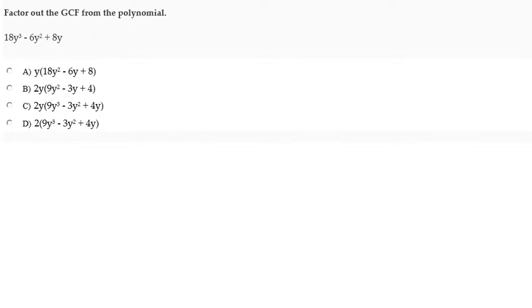Factor out the GCF from the polynomial. The polynomial is 18y cubed minus 6y squared plus 8y.